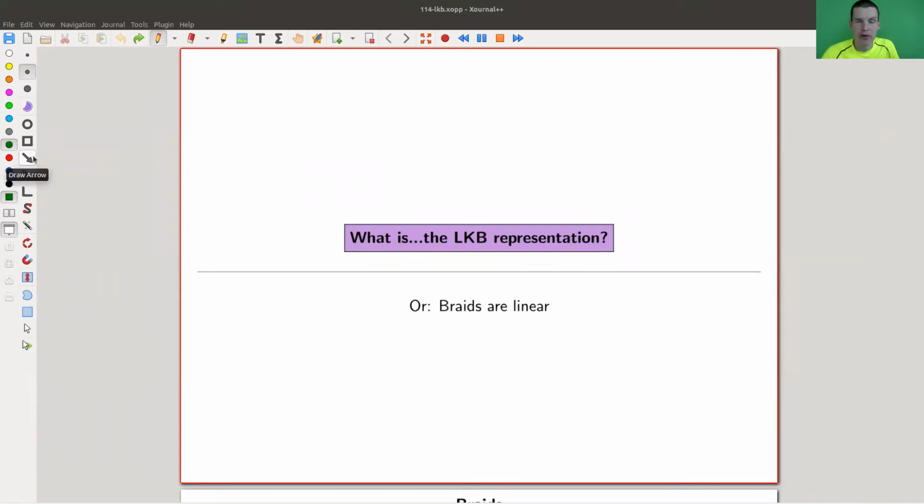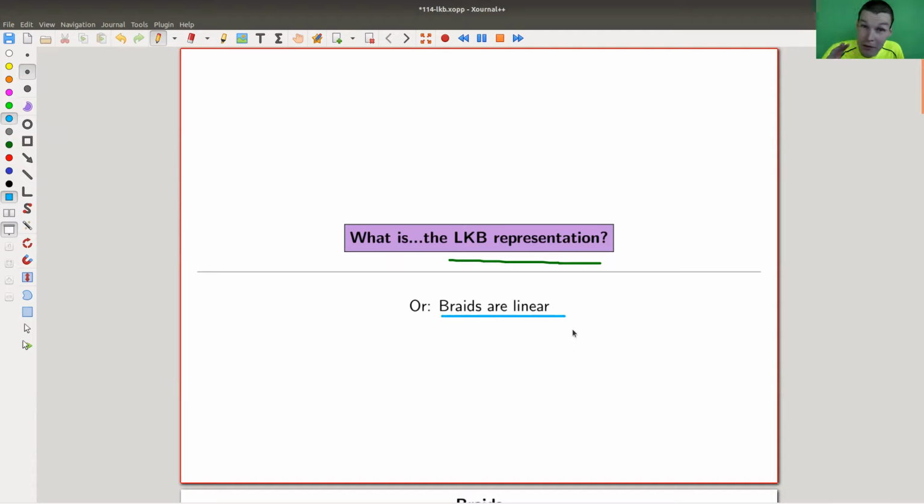Okay, welcome everyone to my continuation of what are my favorite theorems, my very biased collection as usual. Today I would like to tell you about something which has a fancy name, the LKB representation, and it's pretty cool. So it is, well, braids are linear.